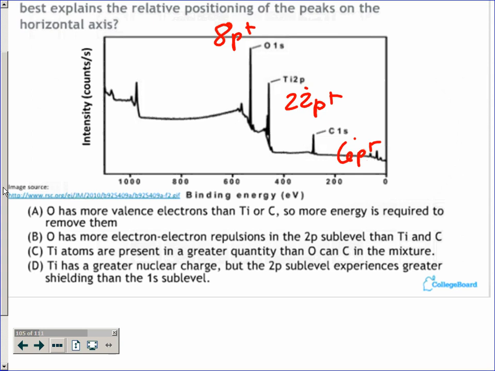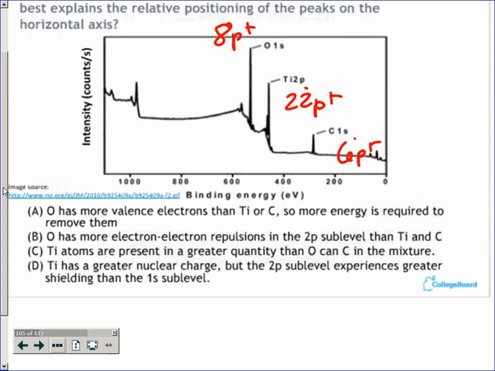Oxygen has more valence electrons than Ti. So we're looking at the relative positioning. Okay. Oxygen has more valence electrons than titanium or carbon, so it has more energy required to remove them. Can a PES diagram tell us that information? No, it has nothing to do with valence electrons. It has to do with how many electrons are in different subshells, and then electron repulsion plus the ZEF, but that's irrelevant here. B option is more electron repulsion in the 2p sublevel than Ti.